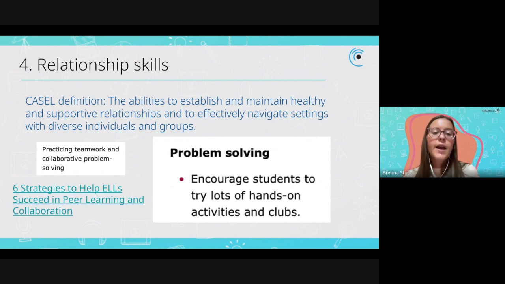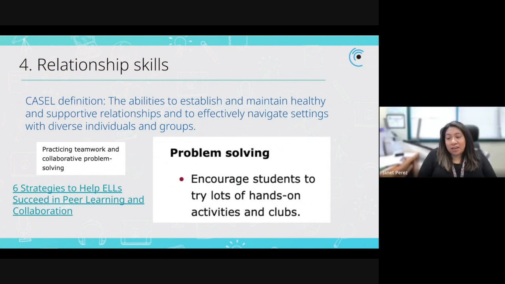Janet, could you share one way that you've used relationship skills to have an activity in your classroom? Yeah, so with my ELs, we use the 4 L's of productive partner talk. So, looking at your partner, leaning in, listening, lowering your voice.